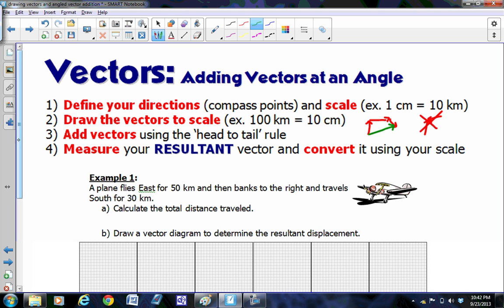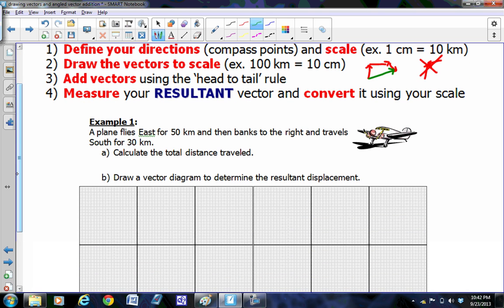So let's take a look at an actual example here. First thing we've got to do is figure out a scale. I've got a plane flying 50 kilometers east and south for 30 kilometers. I think a good scale would be this: 1 centimeter is equal to 10 kilometers. And I'm going to have my little compass point over here. So north, south, east, west. And I'm ready to draw.